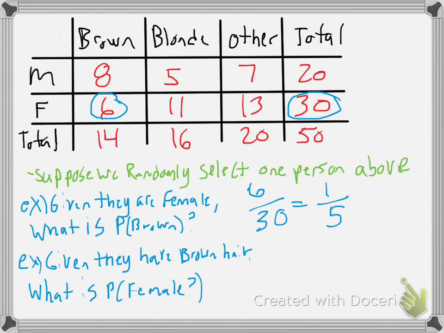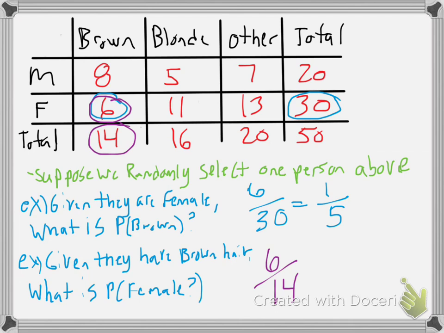Okay. Next, let's flip the condition around. So let's assume that they are given that they have brown hair. Now, the number of people that have brown hair is 14. So we're assuming we're only selecting from the people that have brown hair. What is the probability that they're female? Well, there's still 6 females. Sorry, let me do the denominator. It's out of 14 people. But there's still 6 females with brown hair. So our numerator is 6.